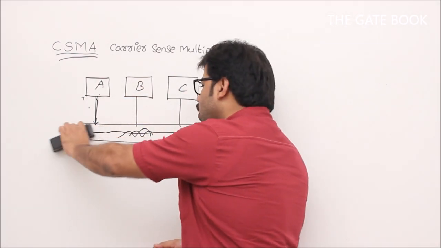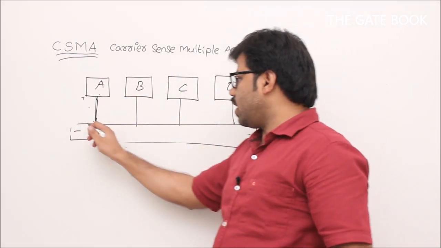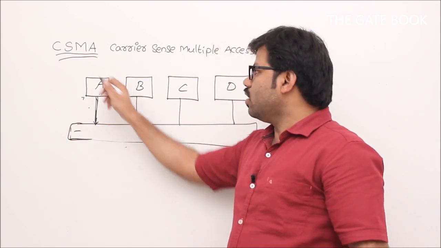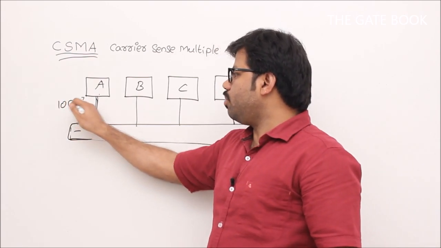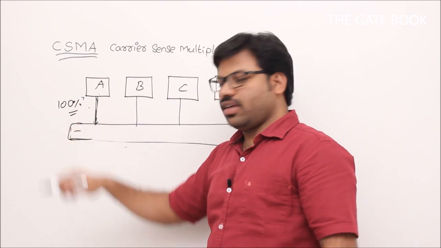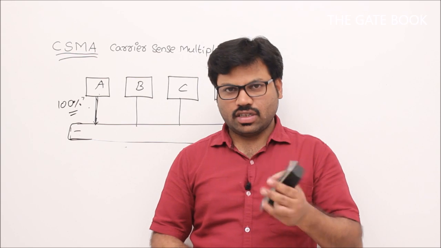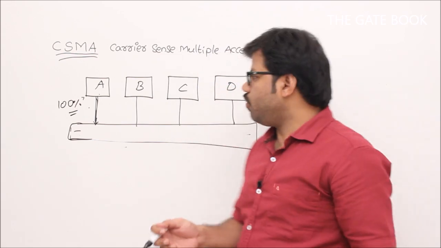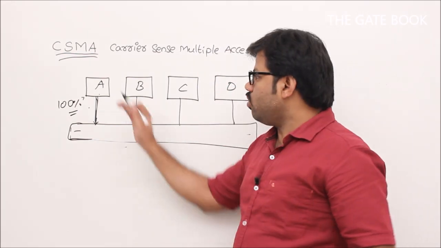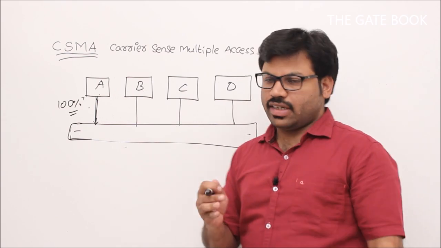Now one question students generally ask: sir, in this model we can say that we'll get 100% efficiency, because there is no collision. Then I ask why? Who said there is no collision? Here also there is a collision. We will see why collision occurs. Before that we will see the operation, how these systems are going to send the data.